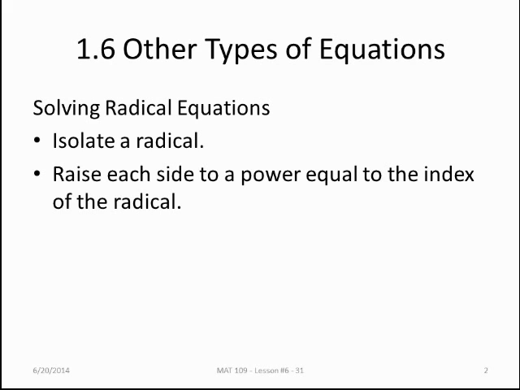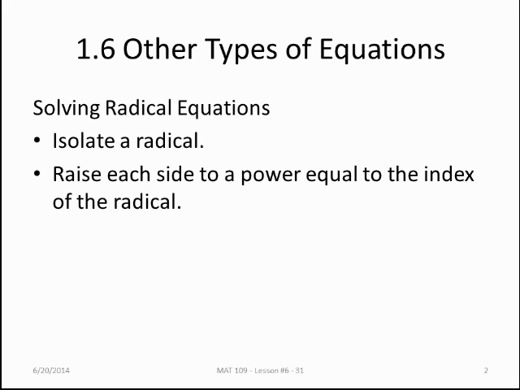Now remember, the index of the radical is the little number that goes in the notch of the radical symbol. When there's not one there, such as a square root, the number is assumed to be 2. So it'll be 2 or larger. It'll never be smaller than 2. If it's not showing, it is a 2; any other index would have to show.